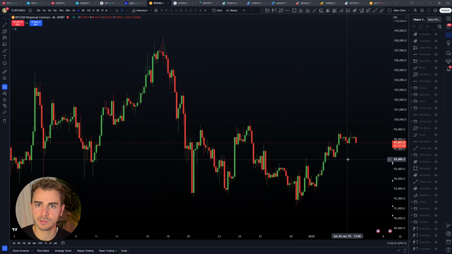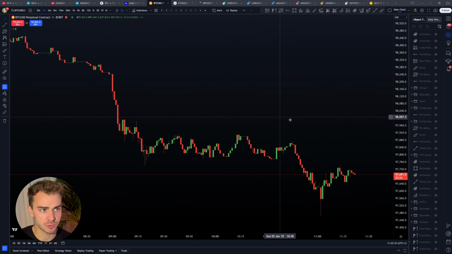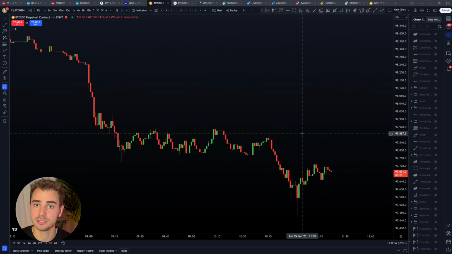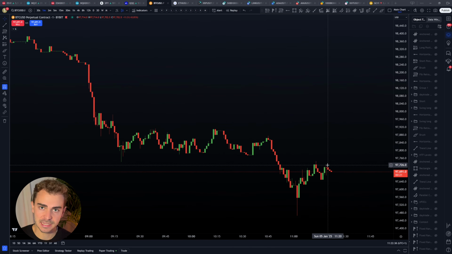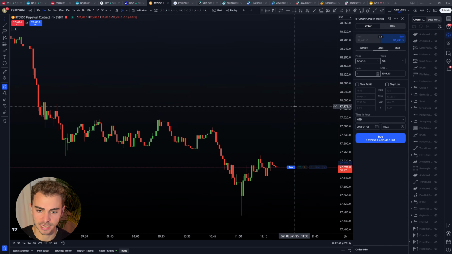So let's have a look at this. For this, I want to use BTC. Because we don't have too much volatility for now, I want to go down to the lower time frame so we can actually see what's going on down here. And in this example, I'm going to use a simple paper trading account on TradingView.